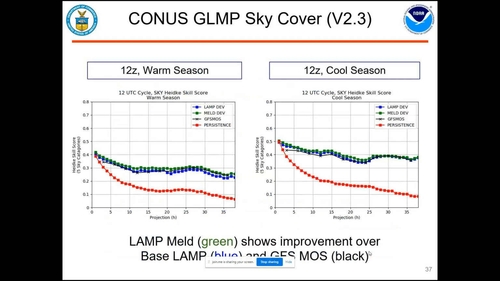So here is the verification for gridded lamp sky cover. Warm season on the left, cool season on the right. This is 12Z cycle. What you're seeing are Heidke skill scores. The meld is the green curve. The base lamp is the blue. So the meld is generally an improvement over the base lamp, and also an improvement over the MOS, which is the black curve there.